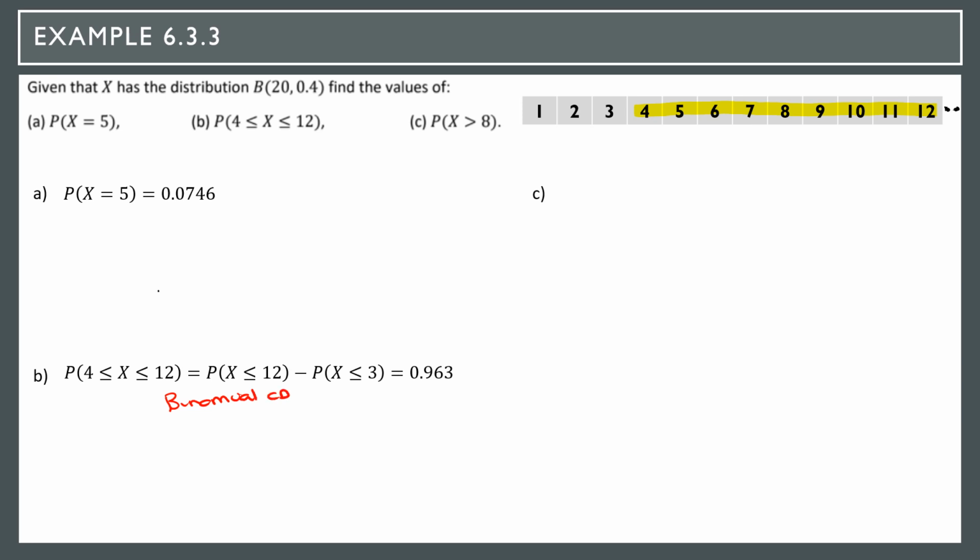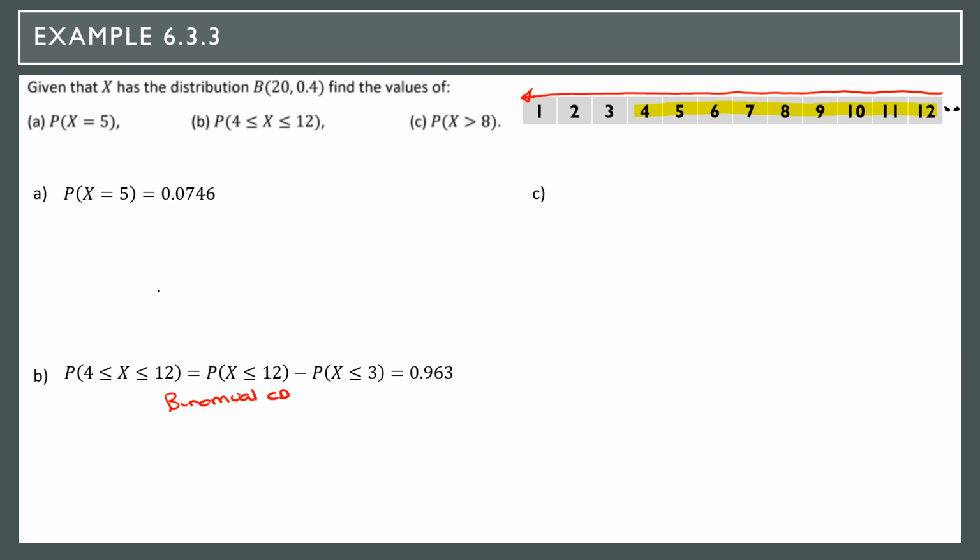So to start off with, we need to consider the probability that x is less than or equal to 12. Remember, when we're using the CD function, it will give us the sum of all of the individual probabilities up to and including our given value of x, which is 12 in this case. So we get all of those.